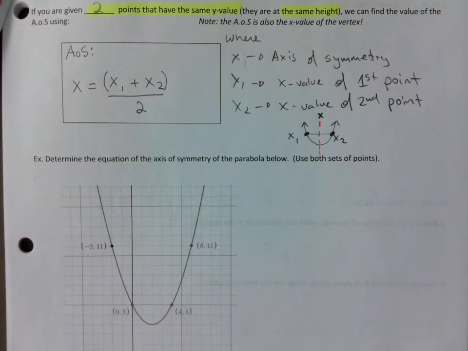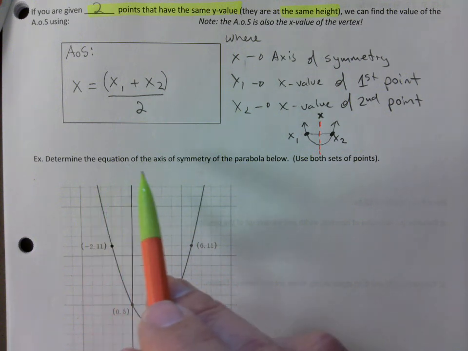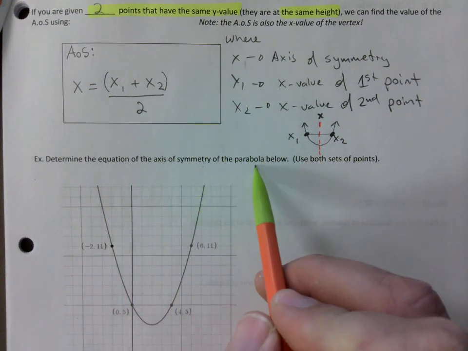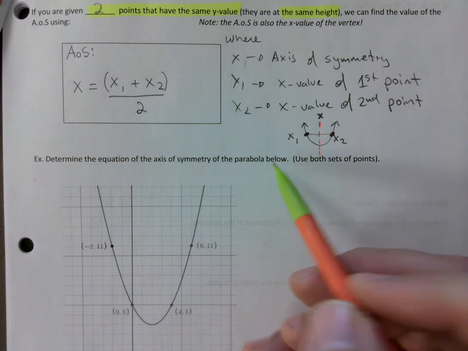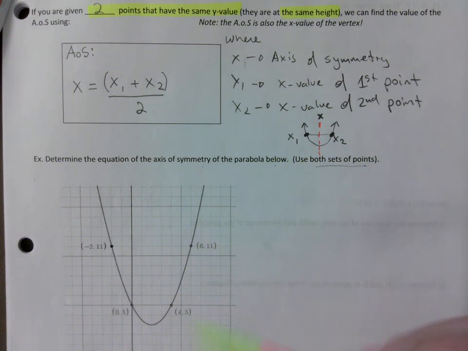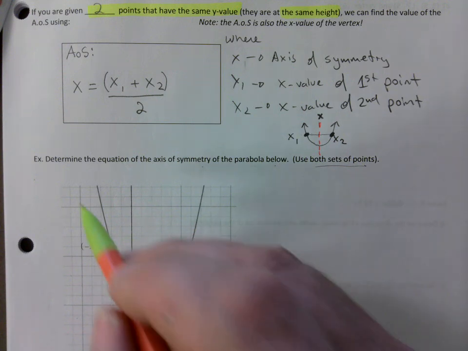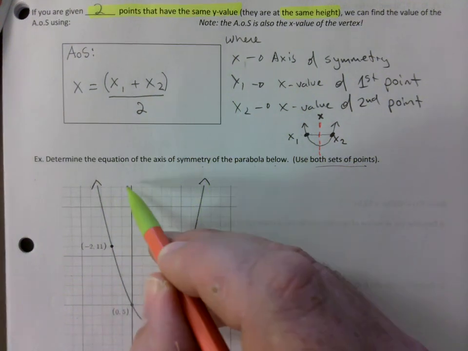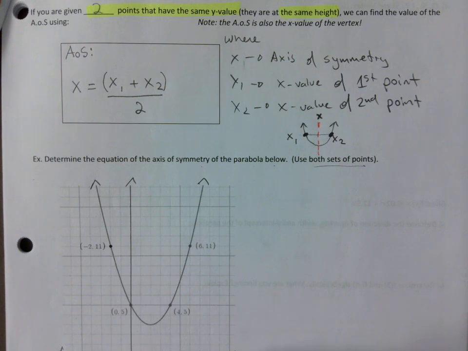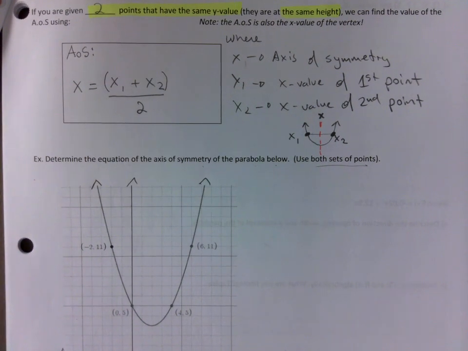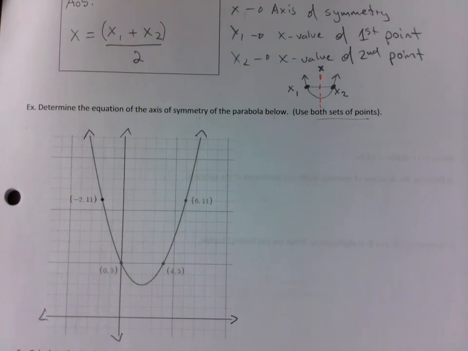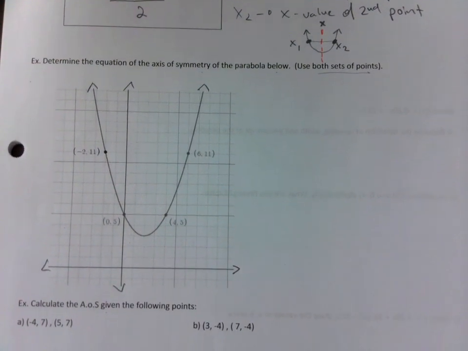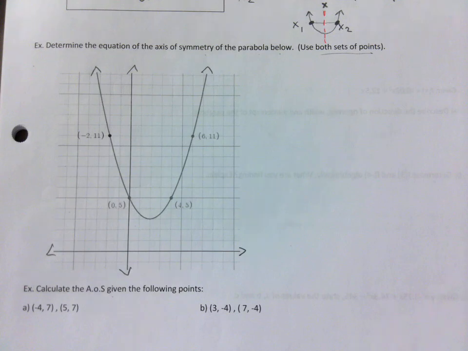So let's put this to practice, right? Determine the equation of the axis of symmetry of the parabola below. Okay? Use both sets of points. We're just going to show that it doesn't matter which two you use, as long as they're opposite each other. So please put some arrowheads here. It bothers me. But when I made this, I used Desmos. I don't know if you've ever heard of Desmos, but it's a neat graphing tool. Yeah, it's an online graphing calculator. You have an app as well for it.